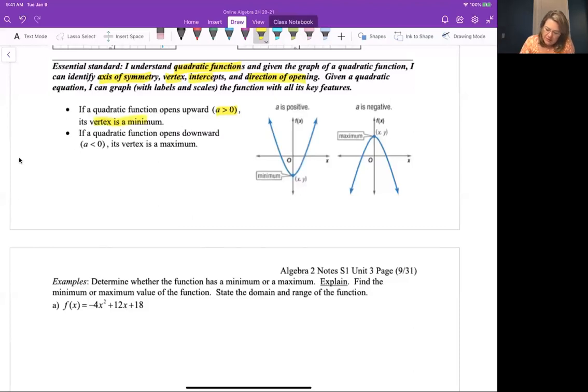The vertex is a minimum. So here is that situation right here. It's got a positive a value. The quadratic opens up, so the vertex is a minimum. If the quadratic function opens downward, that a value is going to be less than 0. Its vertex is a maximum. So here it is. It opens down, and so that vertex that we find, which is negative b over 2a, the x-coordinate of that at any rate, is going to be a maximum.